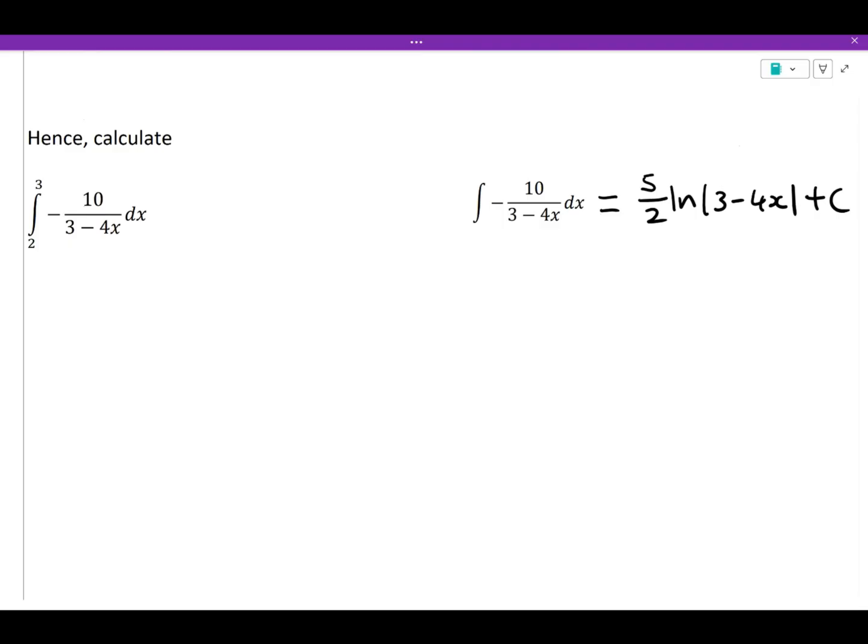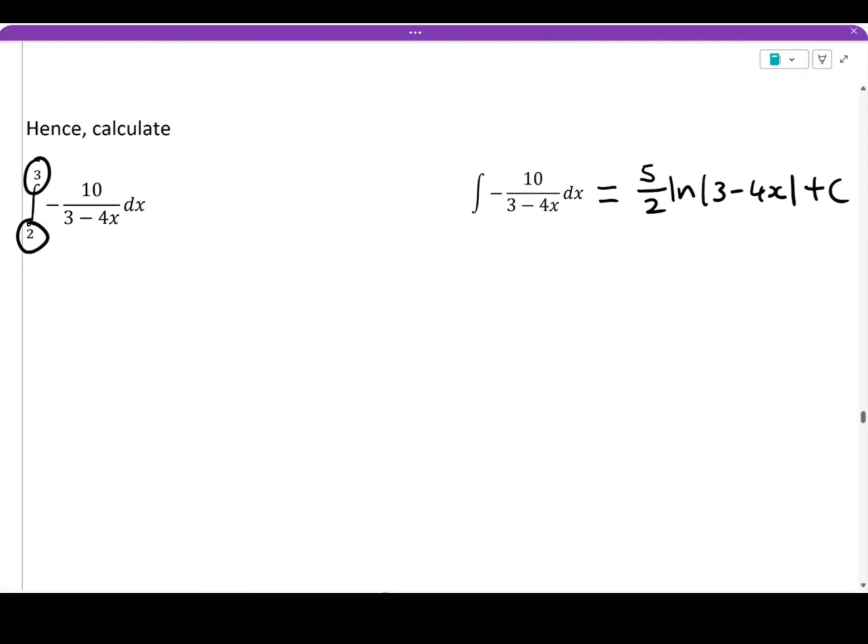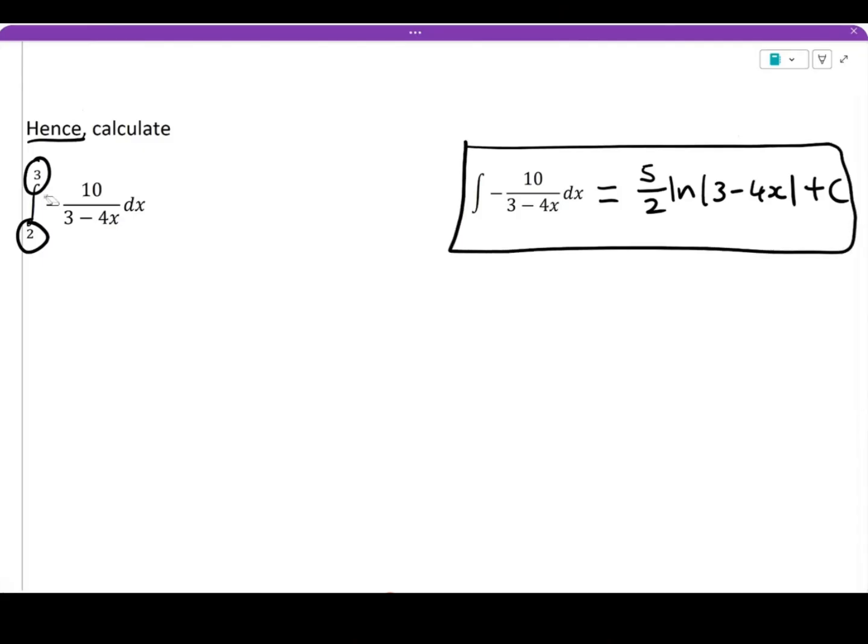So it says, hence calculate, and we have a definite integral this time because we've got our limits. Now it says hence because in the previous question, which I've got written over here, we've already integrated this fraction. So let's make use of that. I'm going to write equals, and I'm going to put square brackets. I'm going to write in my integral, so 5/2 ln of the modulus of 3 subtract 4x, and then our limits are 3 and 2.